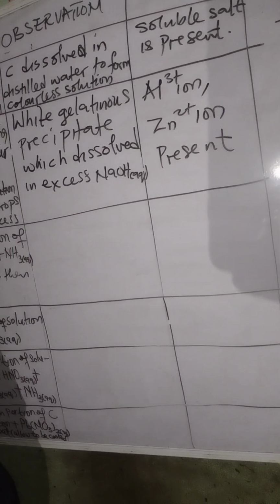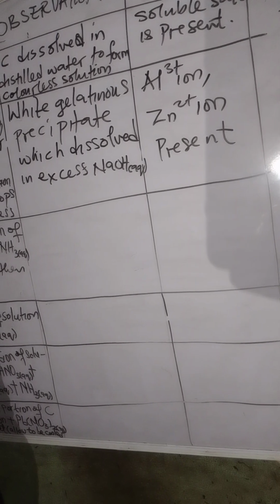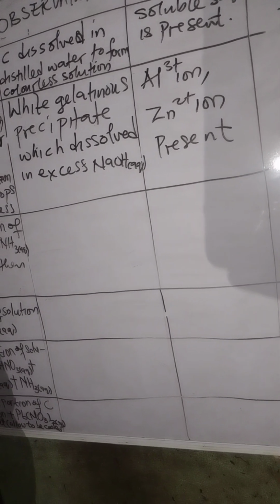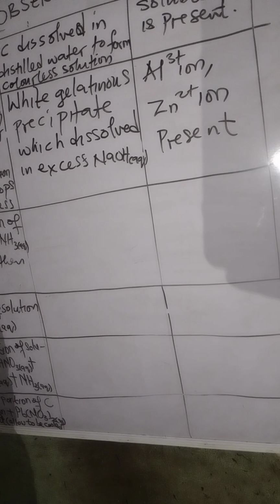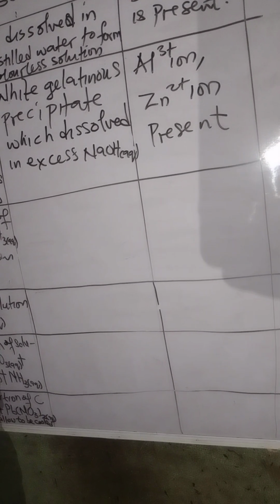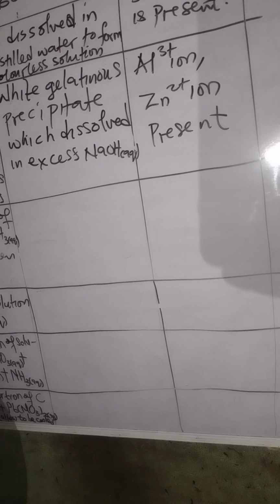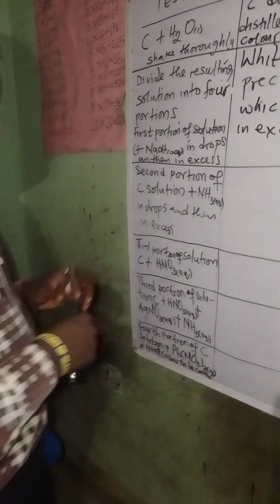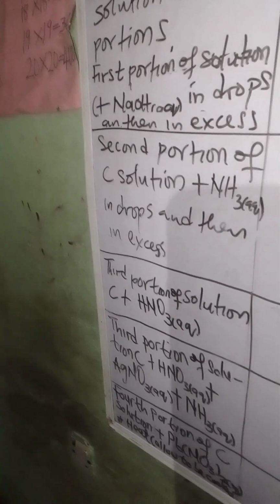Now, then to the second portion, we are asked to add aqueous ammonia. This is my aqueous ammonia solution. In drops, it's also going to give me a white precipitate.